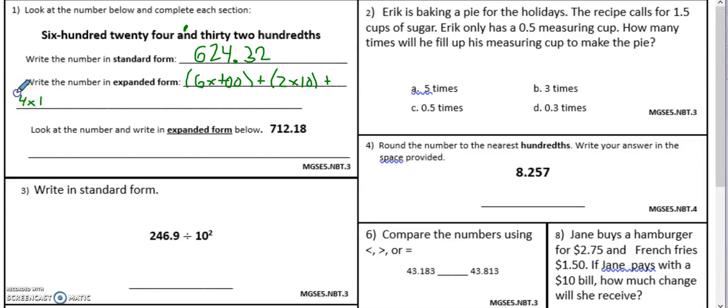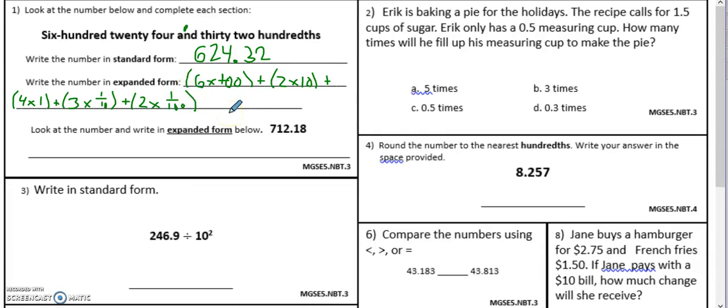Digit times value. Now we're going to move into our decimal numbers or our fractional numbers. So we're going to take that 3, and this time we're going to multiply it. It's in the tenths place, so we're going to show that as a fraction, 1/10. And last but not least, we've got that 2, and that's in the hundredths place, so we're going to multiply it by 1/100. And we have written that number in expanded form.